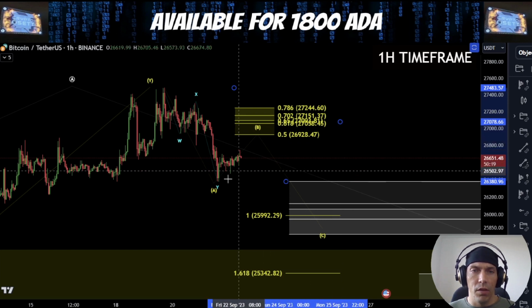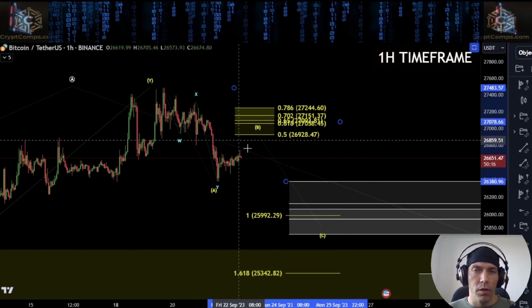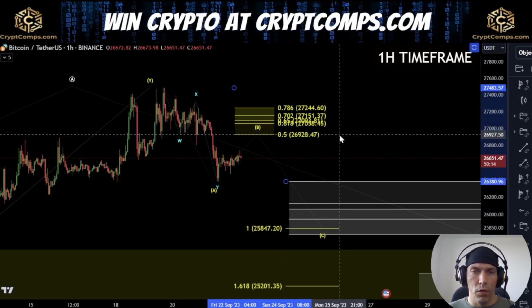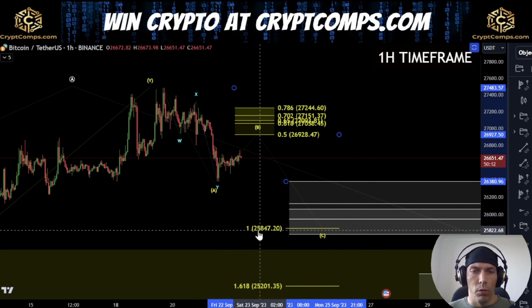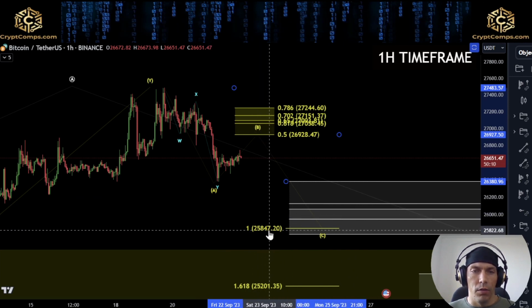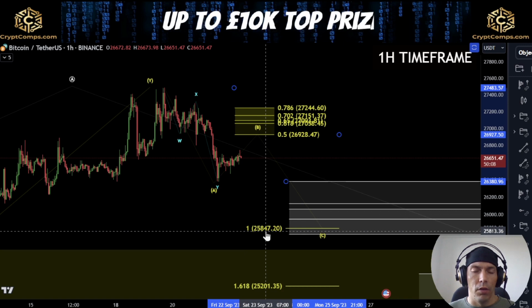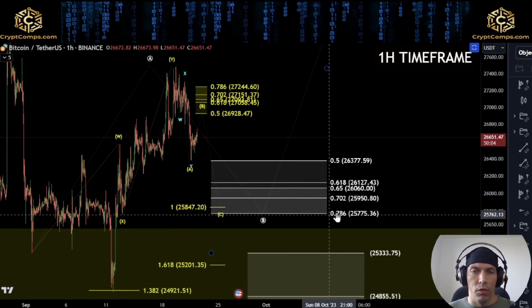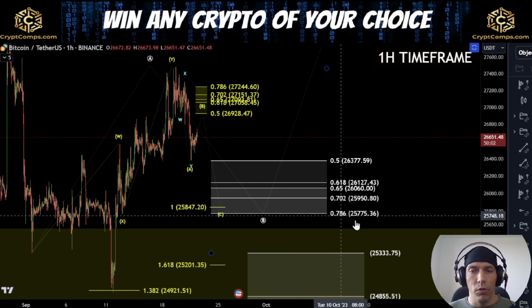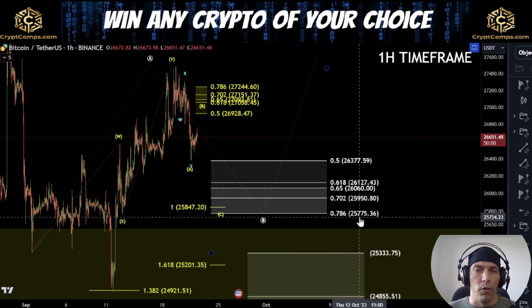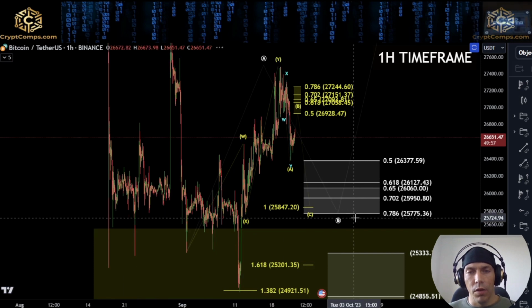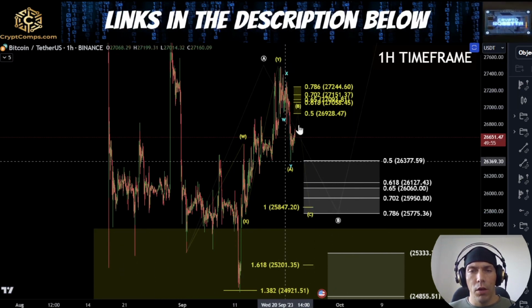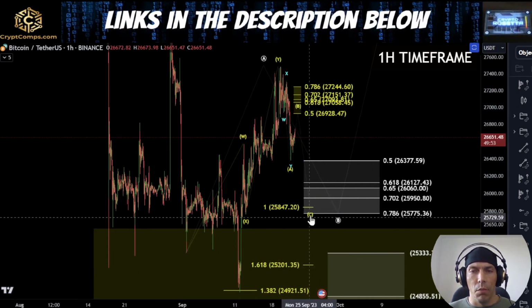If, however, we see this B wave progress to the upside here and we move up towards this 50% zone, that would actually put this one-to-one here towards this 25,847. Now, this would be quite an interesting zone, particularly if we see an interaction with this 0.786, which is sitting here at this 25,775. So I'm going to be keeping an eye on some of these lower levels here to see if we do get a move back in here, whether we get a reaction back to the upside.